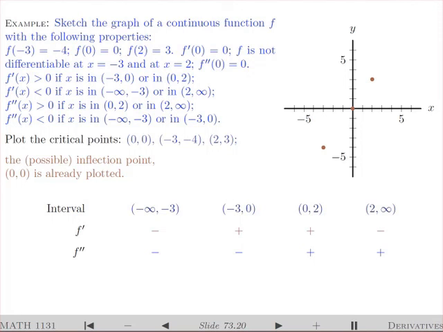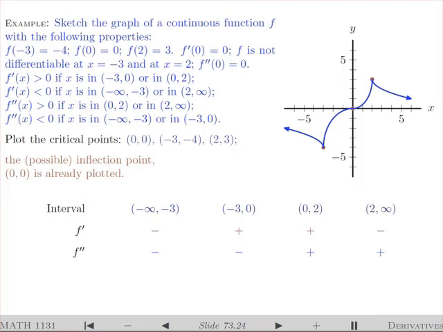So now let's translate the information from the sign chart to shape of the graph. In the first interval, -infinity to -3, f prime and f double prime are both negative, so the function is decreasing and concave down. From -3 to 0, function is increasing and concave down, because f prime is positive, f double prime is negative. At 0, there is a horizontal tangent, so the graph should become almost flat. From 0 to 2, the function is increasing and concave up. And finally, from 2 to infinity, the function is decreasing, concave up.